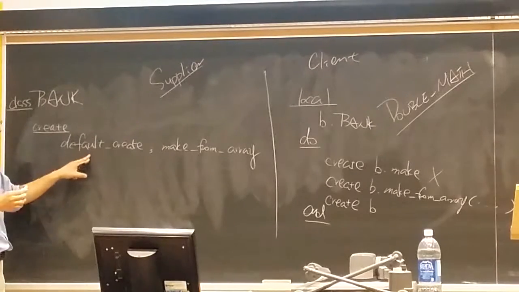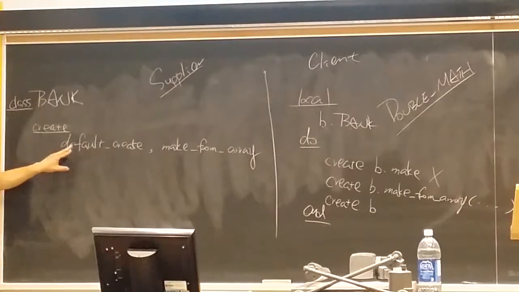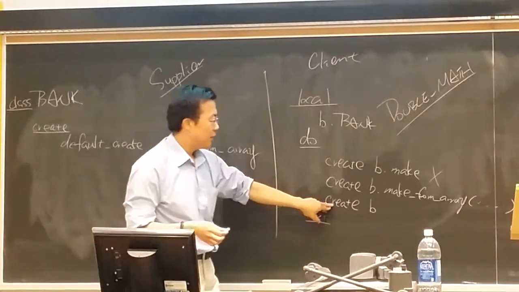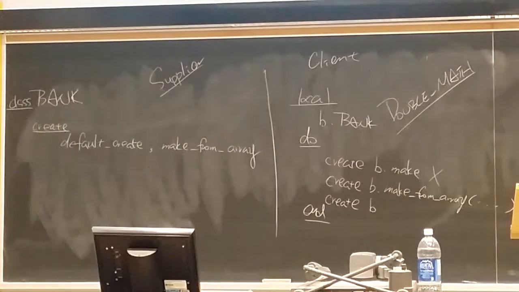So all you want to know now is if you have default create as one of the possible constructors, then on the client side, you can simply say create b. That's what you can do. It's only the default create, all right? If I say make, is that okay? That's okay. You can include as many as you like.